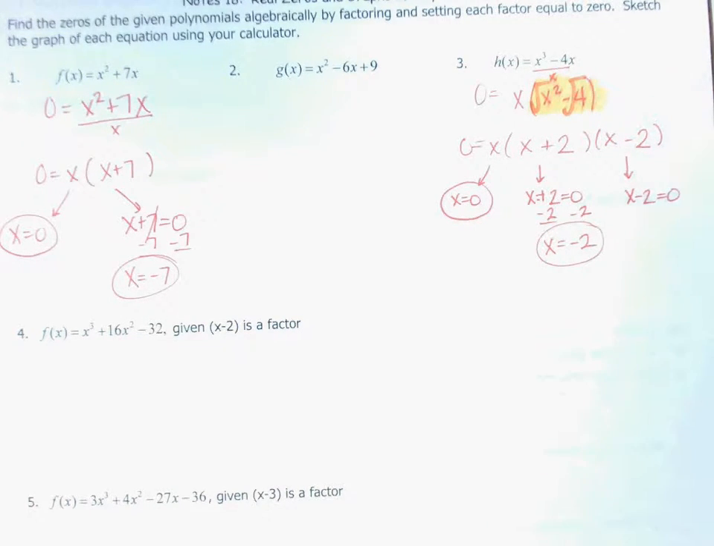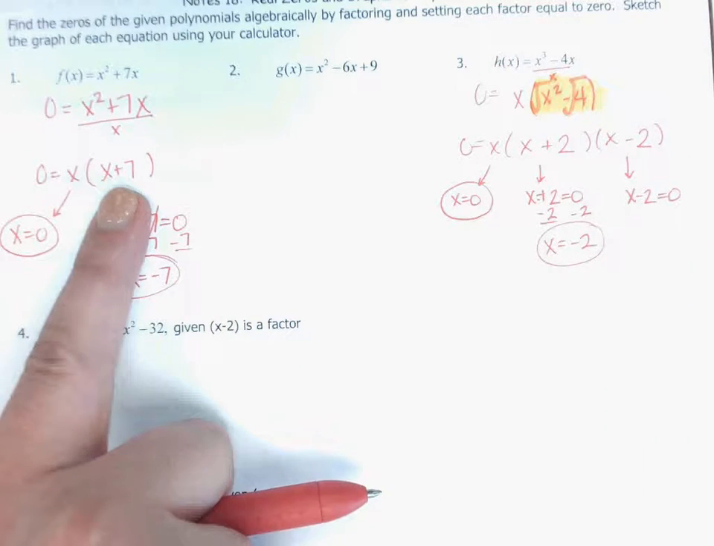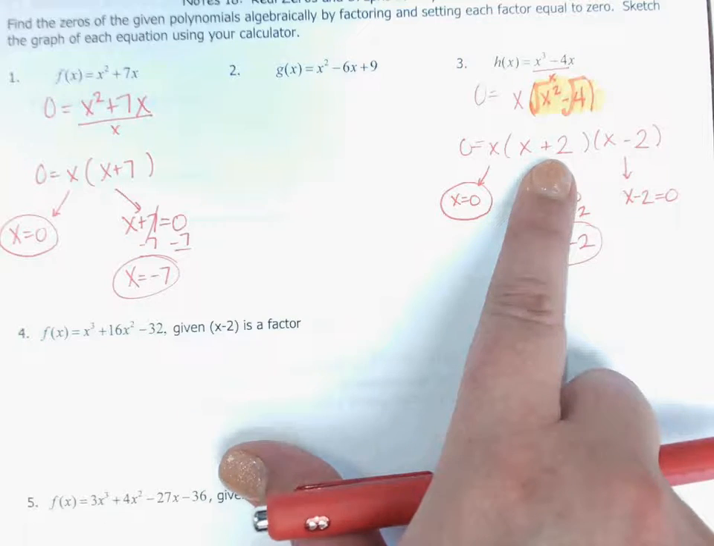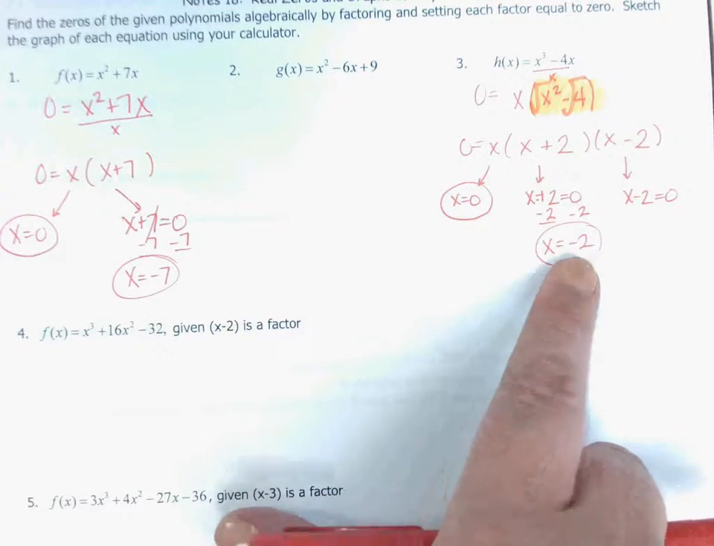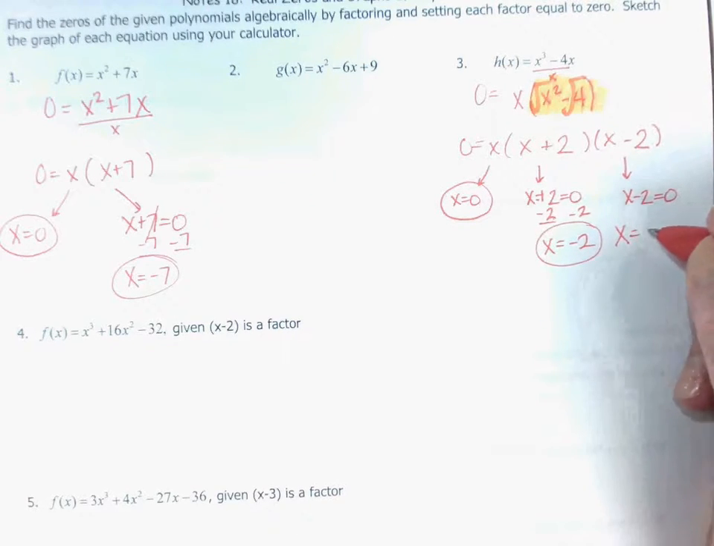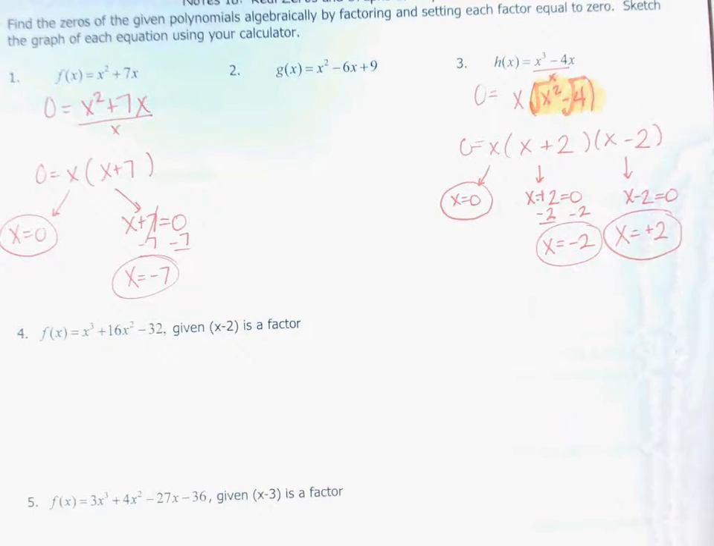So, look at the pattern. When it's a plus 7, what's my answer? Negative 7. When it's a plus 2, my answer was negative 2. Then if it's a negative 2 in here, what do you guess the answer is going to be? Positive 2. So whatever your parentheses says, the answer is just going to be the opposite. If it's a negative, you switch it to a positive. If it's a positive, you switch it to a negative.